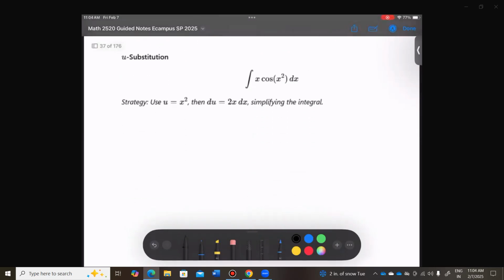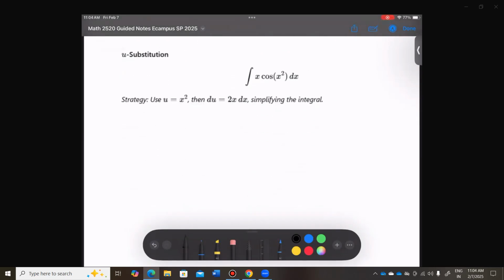U substitution, we have x cosine of x squared dx. If we let u equal x squared, then du equals 2x dx. So x dx then equals du over 2. So we can rewrite the integral as 1/2 cosine of u du, and that's a much easier one that we can solve.